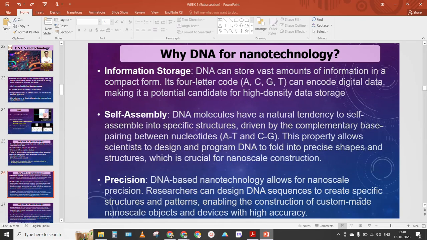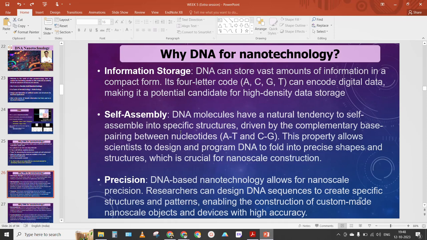So why is DNA used for nanotechnology? Let's proceed. DNA has some major factors like information storage, self-assembly, and precision. DNA can store a vast amount of information in a compact form. Its 4-letter code, ATGC, as I told you earlier, can code digital data, making it a potential candidate for high-density data storage. This ATGC is used like a memory card, a RAM or a ROM, you can say, of any computer.